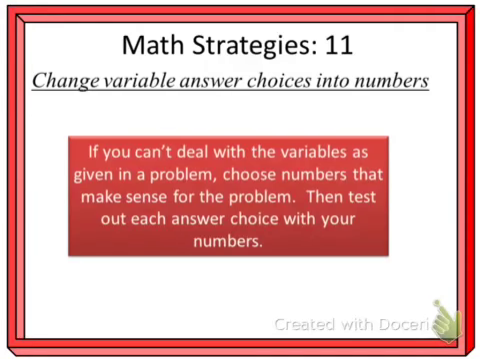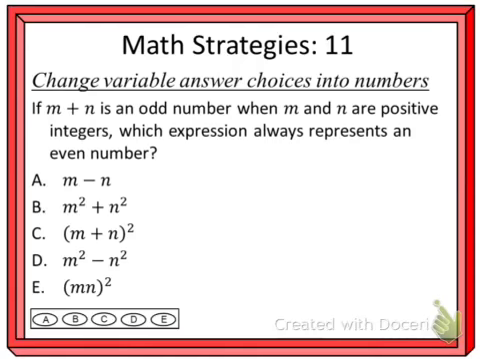Math strategy 11 for the PSAT is to change variable answer choices into numbers. So if you can't deal with the variables as they are given in a problem, choose numbers that make sense for the problem and then test those numbers out in each of the answer choices. Answer choices are all in variables like you can see here.